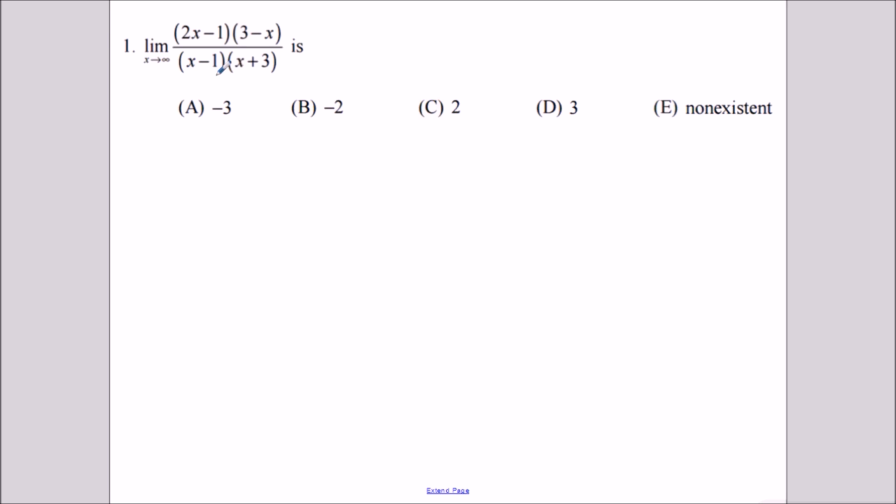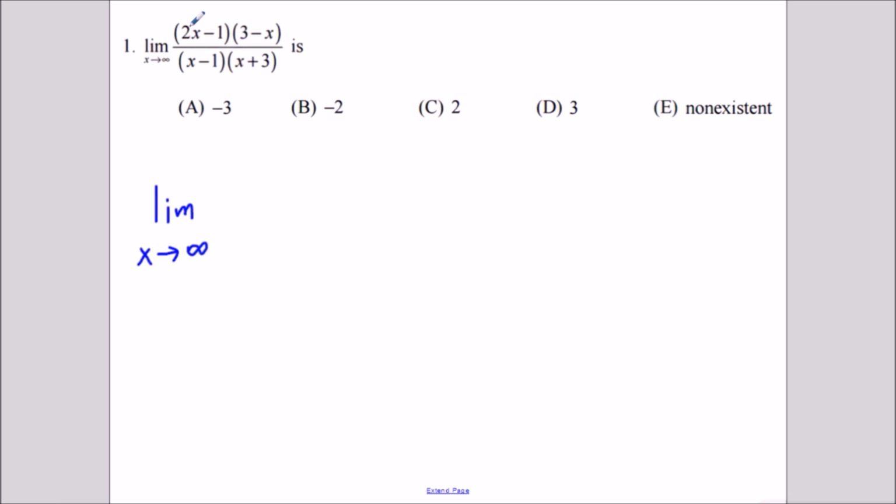For the first question, we have to find the limit as x goes to infinity of this expression. The way to attack this problem is we only need to consider the leading terms of the numerator and denominator. We can do this because this is a limit as x goes to infinity, and we have a rational function, a polynomial numerator and denominator.